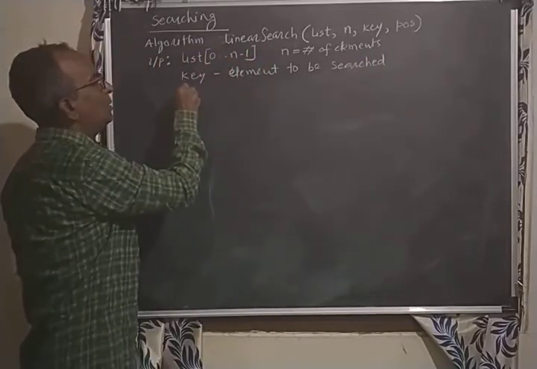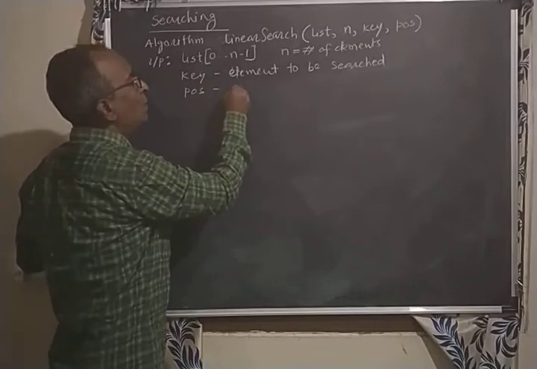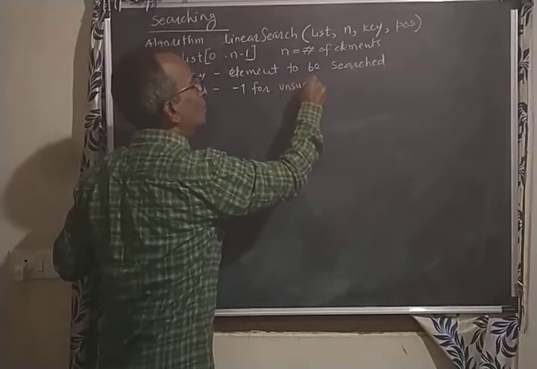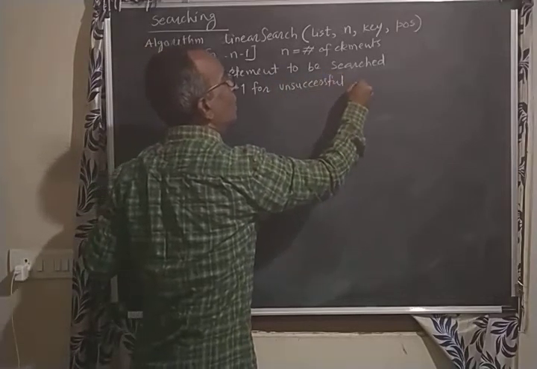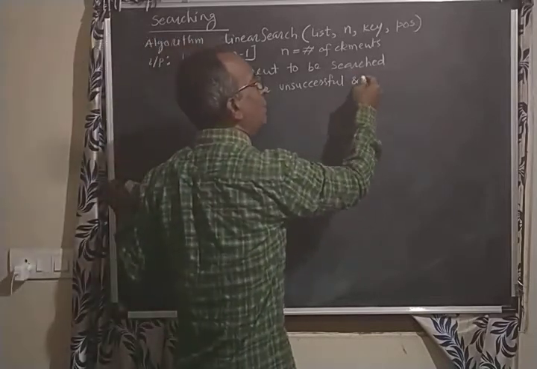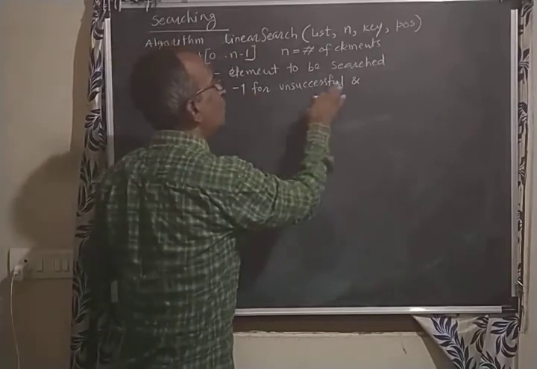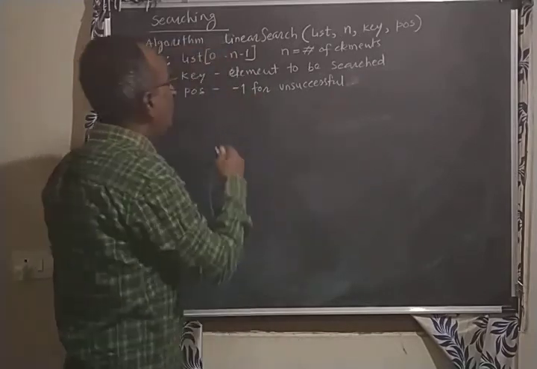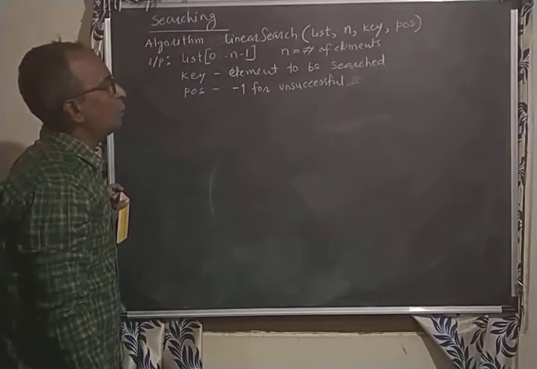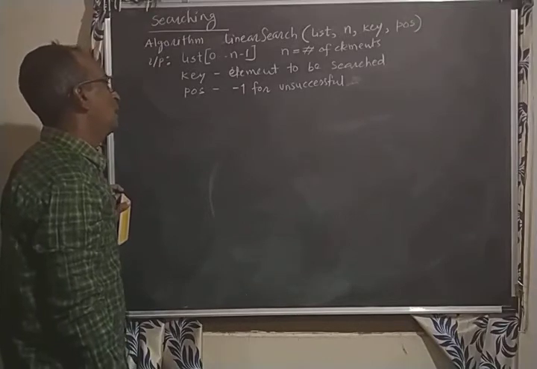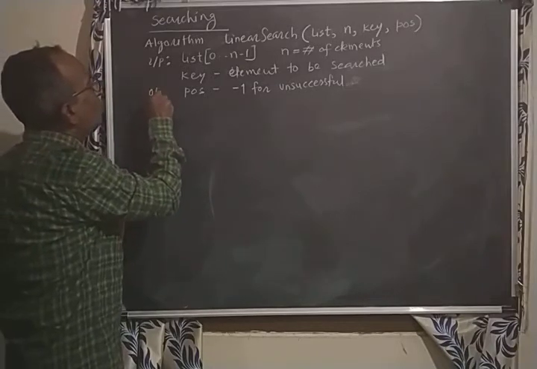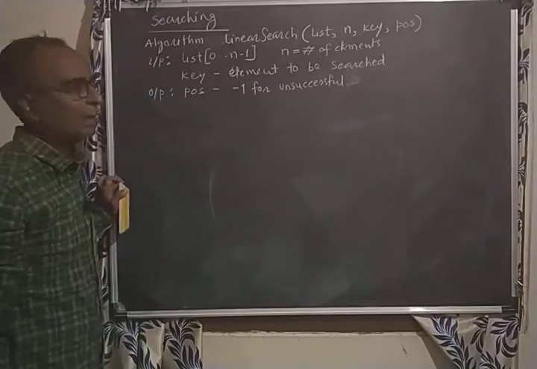Then what is position? Position will be -1 for unsuccessful, and some positive value if it is successful. -1 for unsuccessful, and any positive value from 0 up to some position we give as the position for a successful search. That position we are returning. So what exactly the input and output are, we will describe generally.